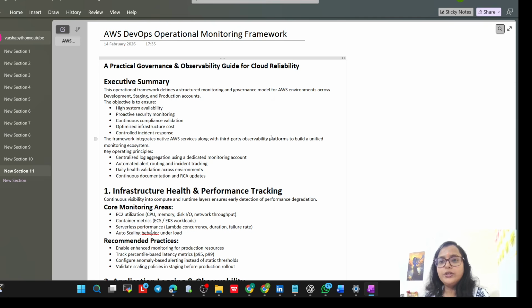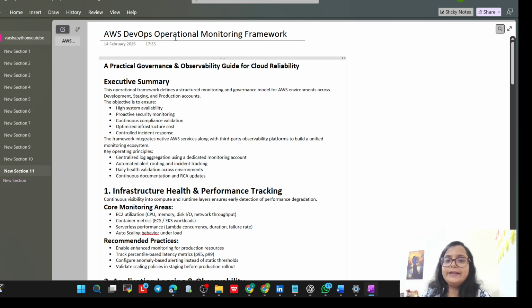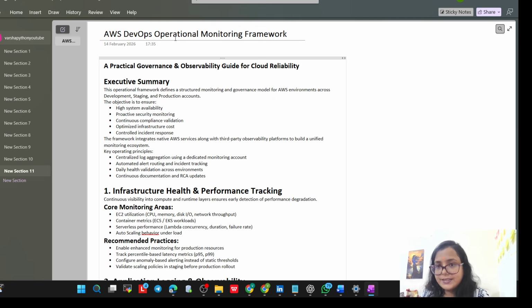So today we are going to learn about the AWS DevOps Operational Monitoring Framework. This is very important for any DevOps engineer to know. The first thing I am going to tell about is infrastructure health and performance tracking, and many more things. So without any further delay, let's start.